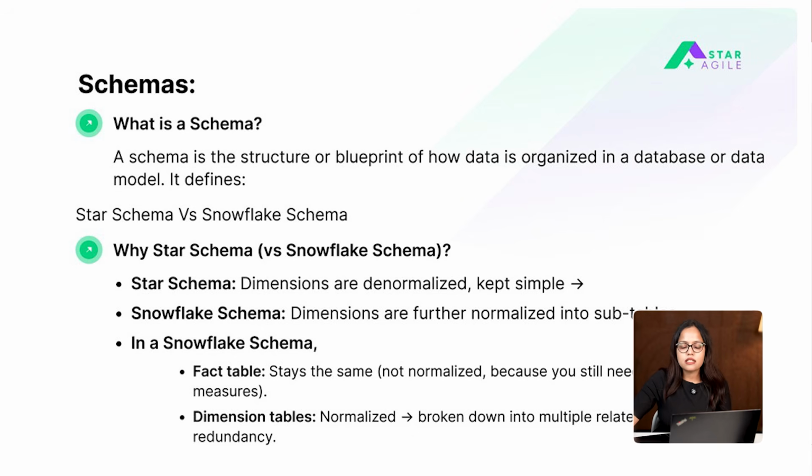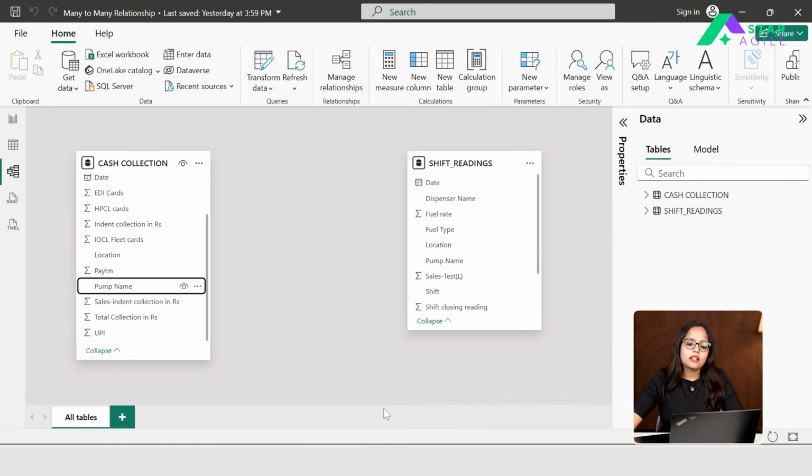So that's what we just did. Now let's dive into understanding many-to-many relationship and one-to-one relationship. For many-to-many relationship, consider an example where I have only taken the cash collection table and the shift reading table.